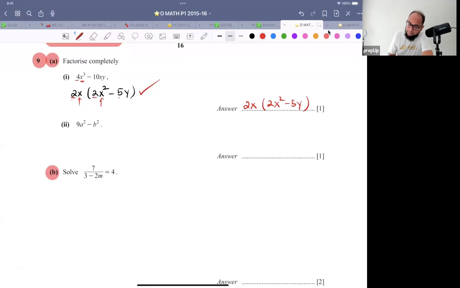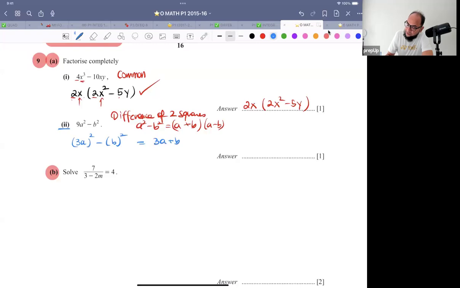The second one, this part 1 is about common factors. Part 2 is about difference of two squares. Now what is difference of two squares? a squared minus b squared, that is a plus b, a minus b. So therefore 9a squared minus b squared is 3a whole squared minus b squared.